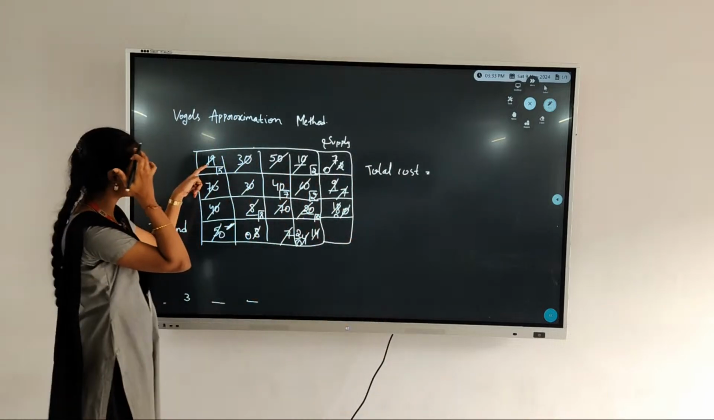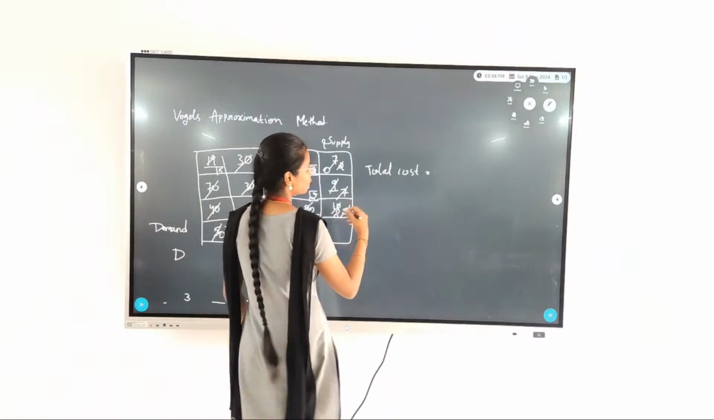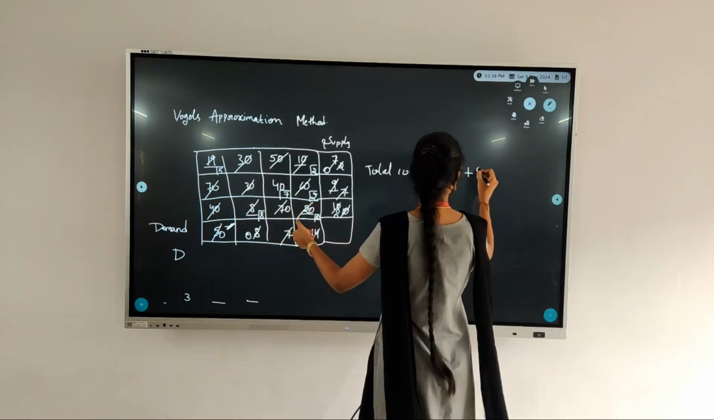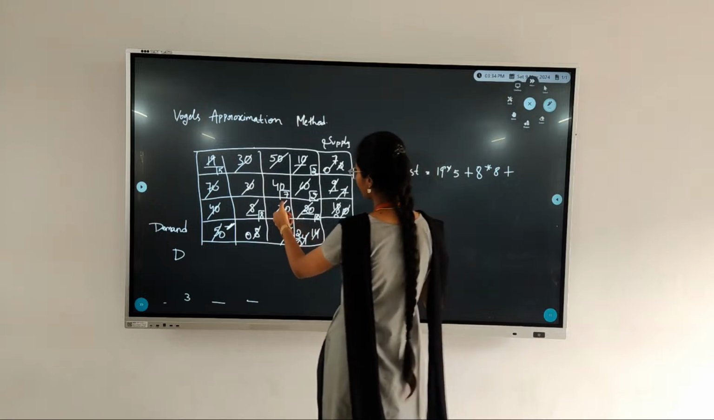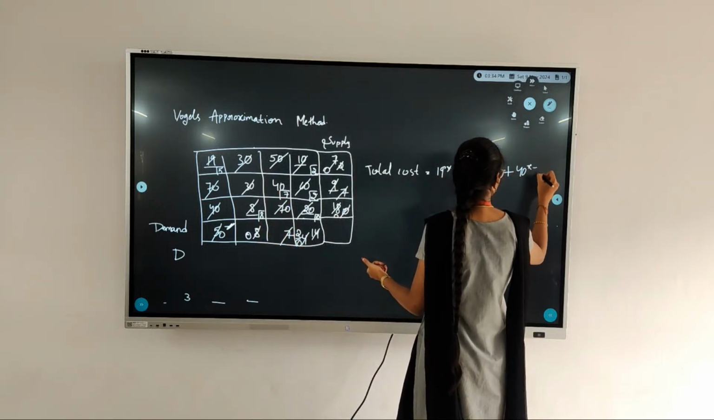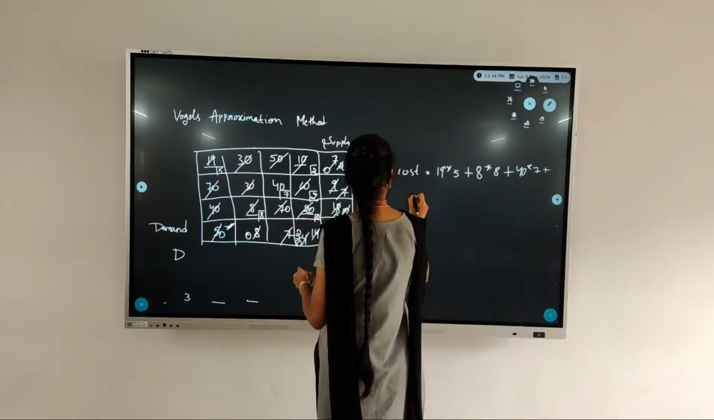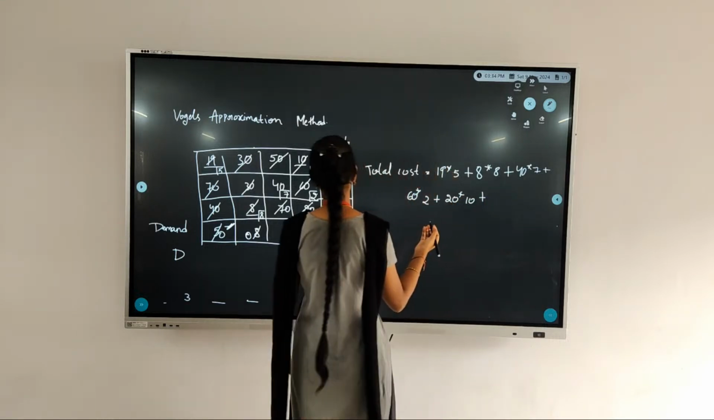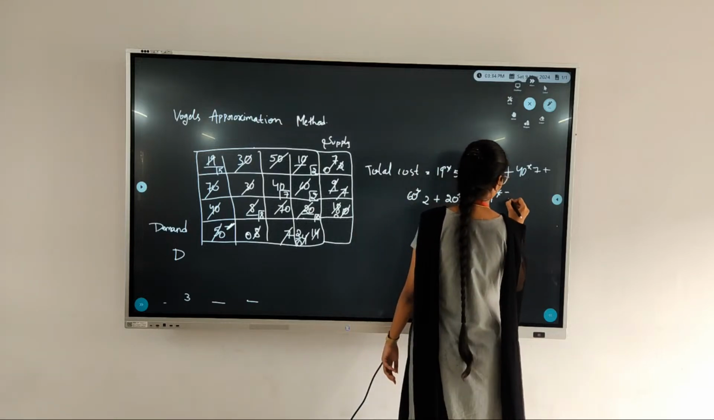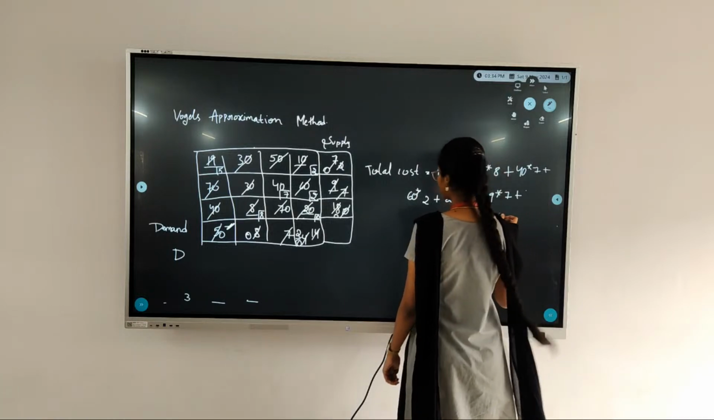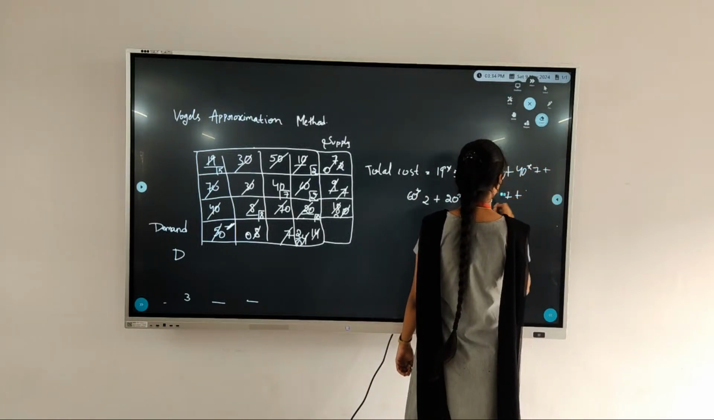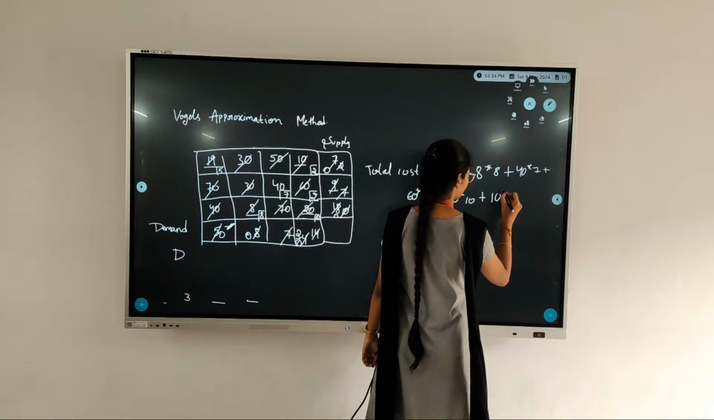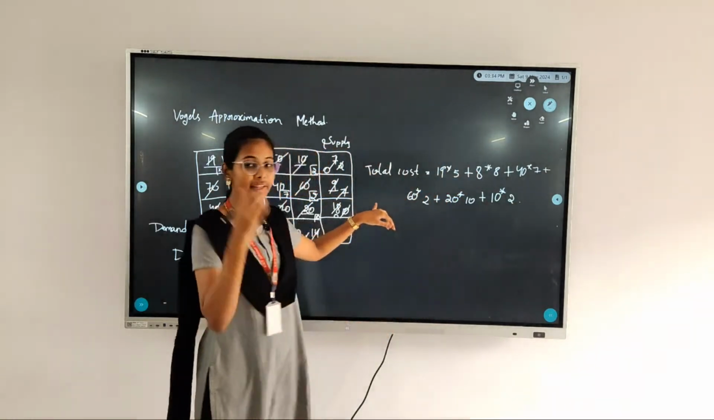For finding the total cost, we multiply 19 into 5 plus 8 into 8 plus 40 into 7 plus 16 into 2 plus, into 10 plus 10 into 2. By calculating this, we'll get the total cost.